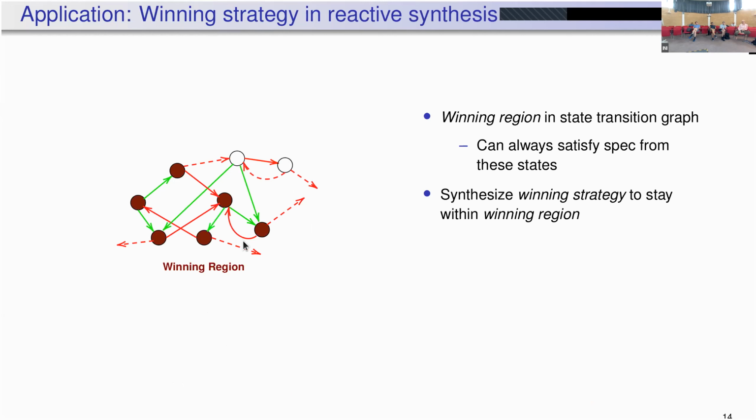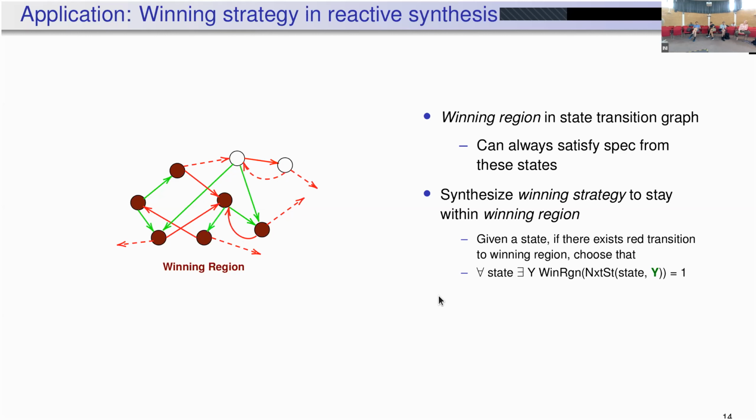This is not exactly the graph that I showed you, but let's say a general arbitrary game graph. And let's say the states that are shaded constitute the winning region. So what is the winning region? The winning region is such that once you're in one of those states, the system can always make a move such that the specification can be satisfied. So there's no way to force the system to lose the game.